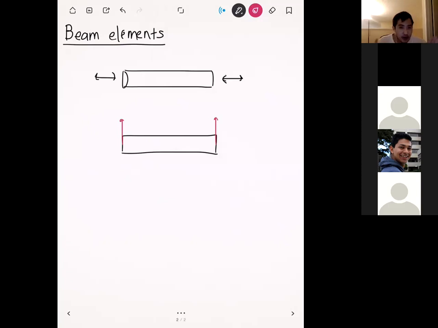They don't necessarily have to be up, but they're basically up and down. You can think of them as perpendicular to the axis of the element. Since these are going to be in the y direction, I'll call these u1y and u2y, and of course these have hats because they're local to that element.